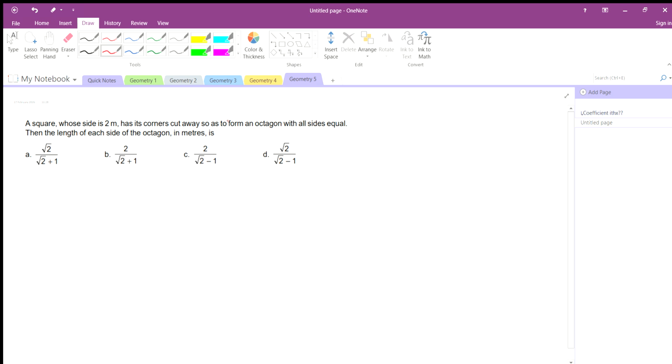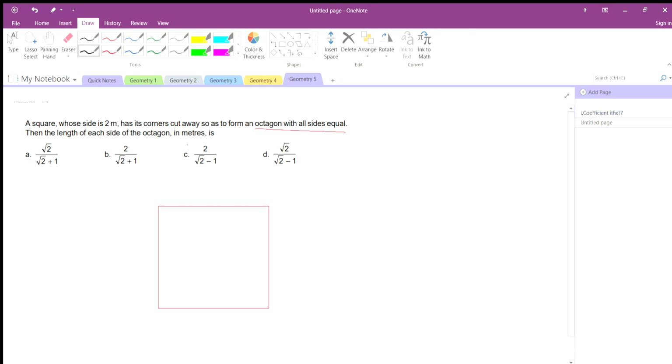So basically, since the octagon has all of its sides equal, it is a regular octagon. After the corners of the square are removed, you will get an octagon, and that octagon is a regular octagon as per the question. Let me first draw a square whose side is 2 meter.